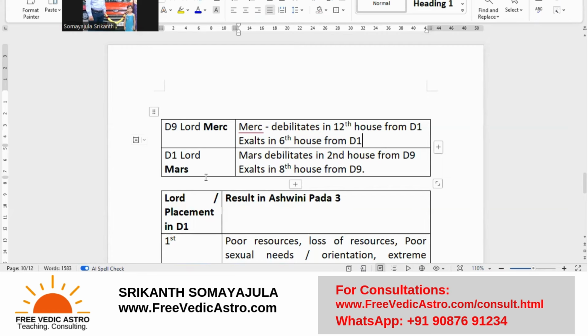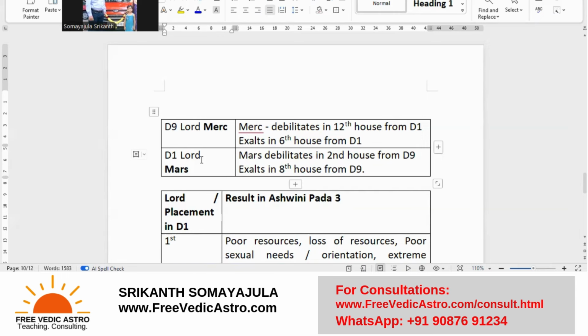All right. Now look at the Lord of the D1 where Ashwini Pada 3 will be, which is Aries, right? Ashwini Pada 3 will fall in the Aries sign in the D1. So the Lord is Mars. Pull him back into this chart of the D9, make Gemini the Lagna, because that is where the planet will be placed. And from there, see what happens to Mars. It debilitates in Cancer, which is the second house.